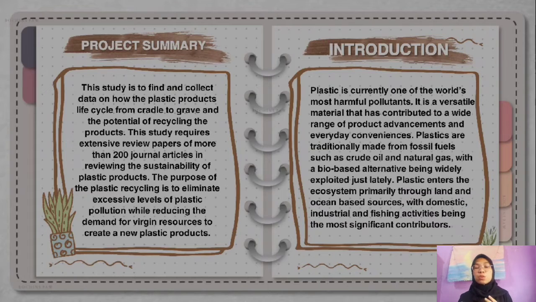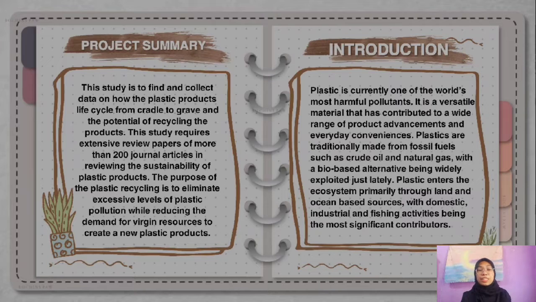It is to find everything about plastic: what is plastic, the history, the origin, how it is made, the different types of plastic, applications, where and when plastic is used, and all the recycled plastic products. Okay, the purpose of plastic recycling is to eliminate the excessive levels of plastic pollution while reducing the demand for virgin resources to create a new plastic product.